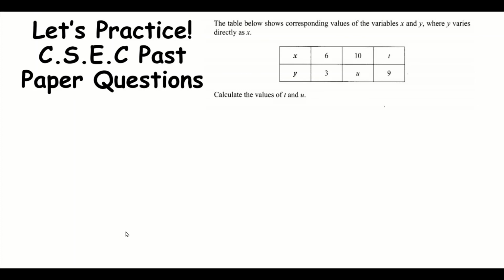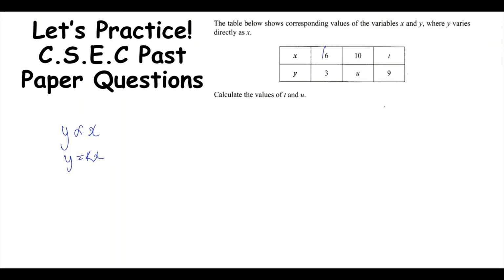It says the table below shows corresponding values of the variables x and y, where y varies directly as x. So we have y varies directly as x. So in our equation, y is equal to kx. Then it says x is equal to 6, y is 3, x is 10, y is u, x is t, y is 9. Calculate the values of t and u.